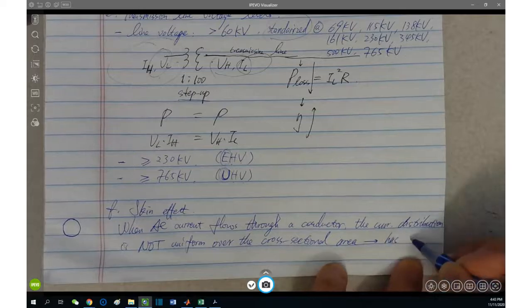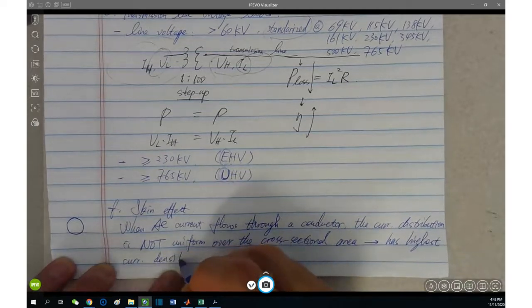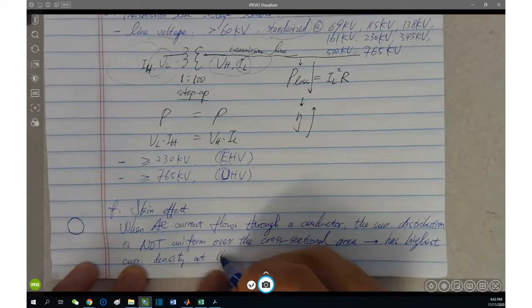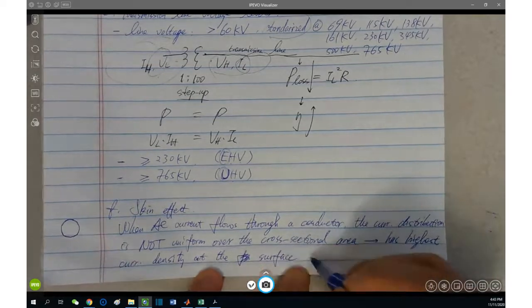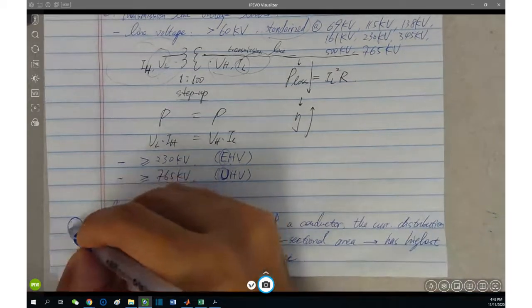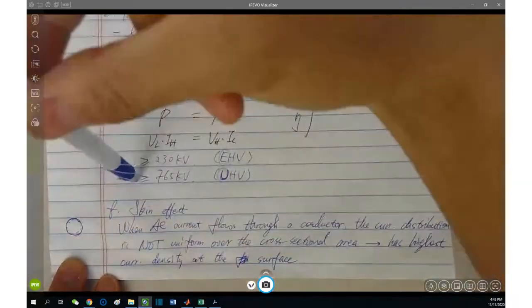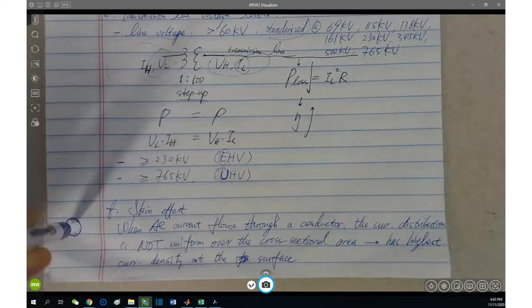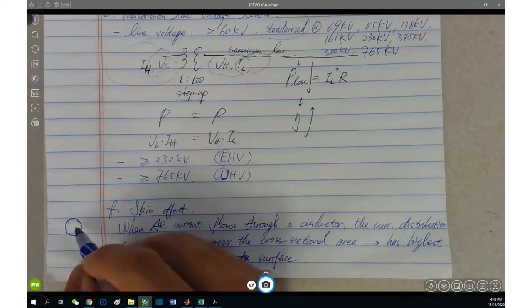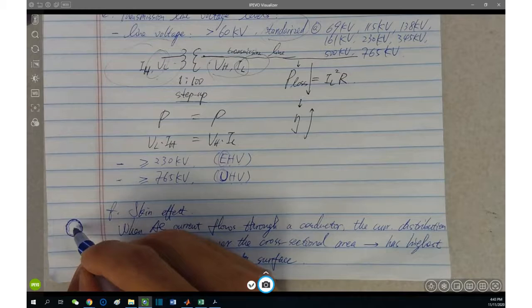It has the highest, or say higher, current density at the surface. What does it mean? The majority of the current is flowing through this way, into the paper, right? And how density is distributed: the majority of the current flows into the paper at the surface, around the surface here. Not much current density here.